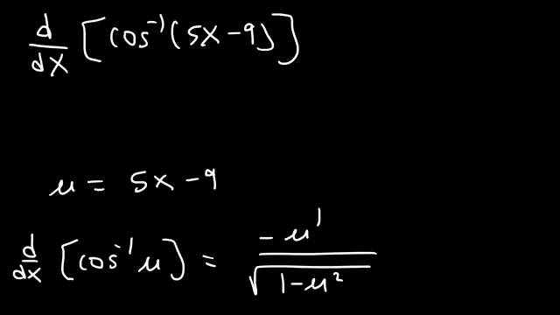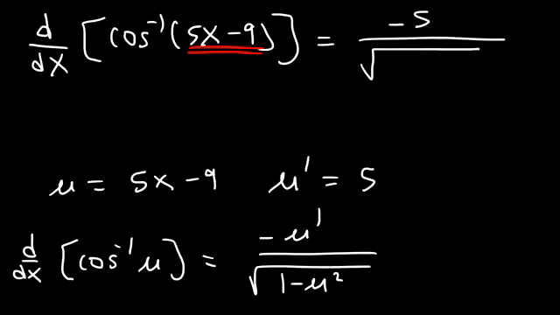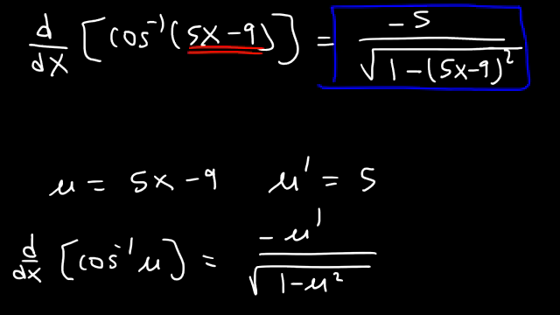That's the stuff inside of the arc cosine function. And the derivative of 5x minus 9 is simply 5. So the answer is going to be negative 5 divided by the square root of 1 minus 5x minus 9 squared. And that's the solution for this problem.